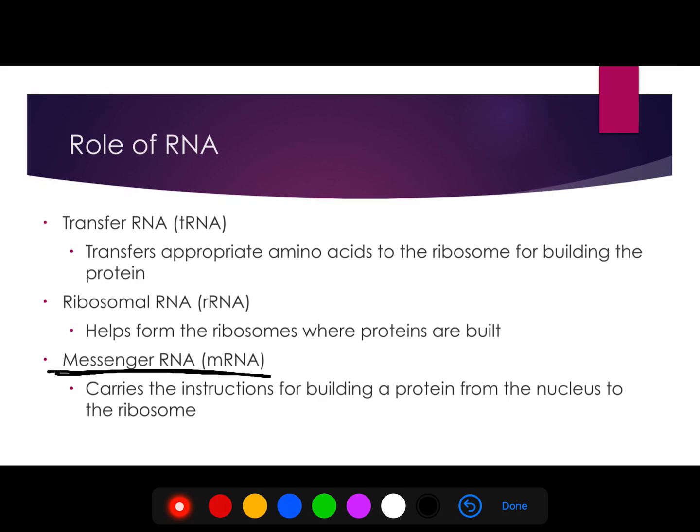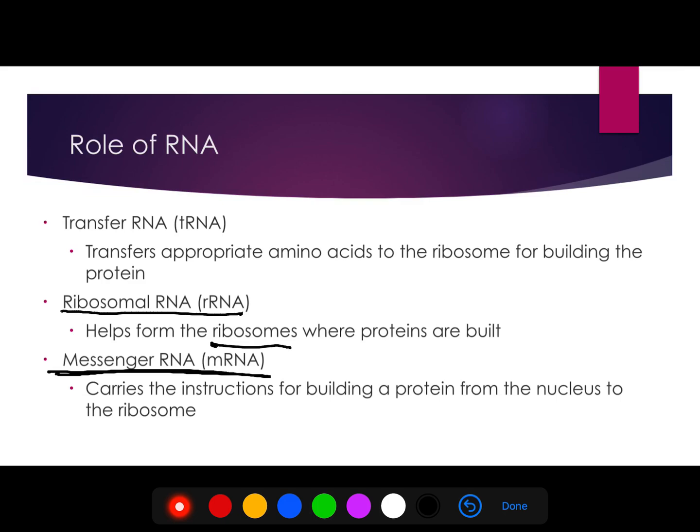It helps make a message and carries that message out of the nucleus and into the cytoplasm. Again, the message is the instruction for the production of protein. Okay, so that's the big one we're going to be talking about. Now we also have ribosomal RNA. This type of RNA is found in your ribosomes. Okay, so it helps make up the ribosomes, which we know, again, those organelles are used for production of protein.